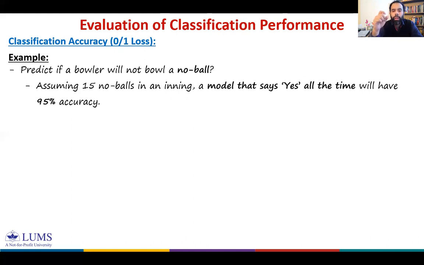That is, 315 times the classifier is saying a bowler will not bowl a no ball, right? So there are only 15 misclassifications. Otherwise, the model is working fine. So using accuracy as a performance metric, we can say that the model is very, very accurate, but in fact, the model is not useful or valuable, right?